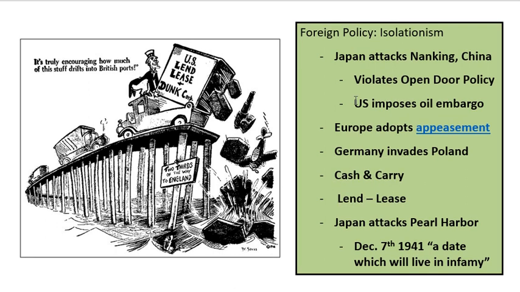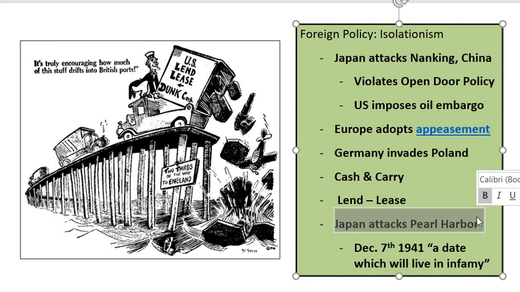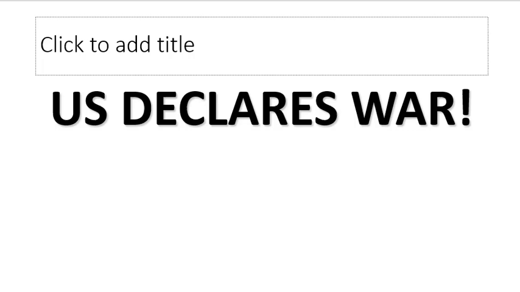Right now, Japan obviously is still upset by that oil embargo, and so that's when they're going to attack Pearl Harbor in Hawaii, right? You do need to know that date because obviously it's a huge date in American history, right? December 7th, 1941, a date which will live in infamy, right? And that is what will officially get the United States into World War II, and the U.S. will declare war against the Axis powers, right?